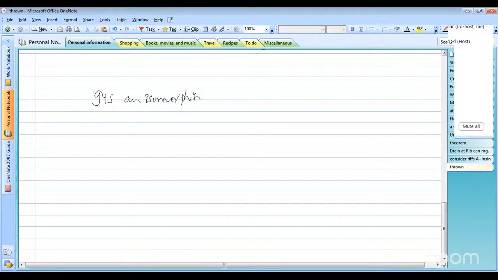G is an isomorphism. G is an epimorphism.